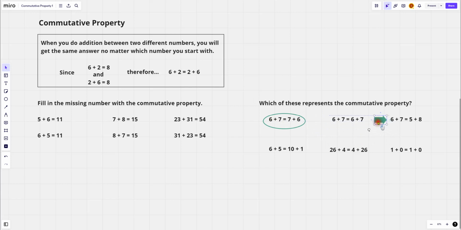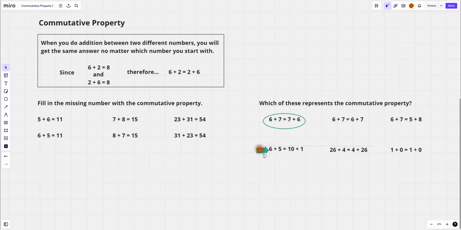What about this one? Does this one show the commutative property? 6 plus 7 equals 5 plus 8. Now, remember with the commutative property, I've got two different numbers, but it's the same set of numbers. Do I have them both on the other side reversed? And I don't. So therefore, this one doesn't work either, even though this statement is also true. 6 plus 7 is 13, and 5 plus 8 is 13. So that is a true statement. But it doesn't represent the commutative property, okay? Because we need the same numbers on the other side, just switched around, okay?